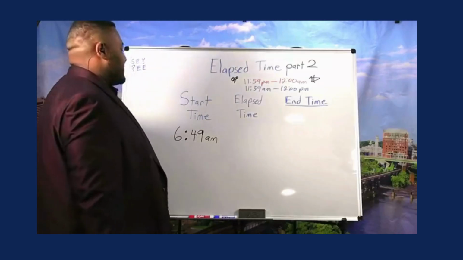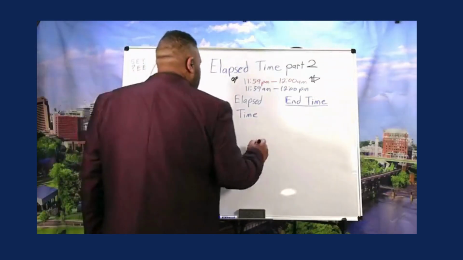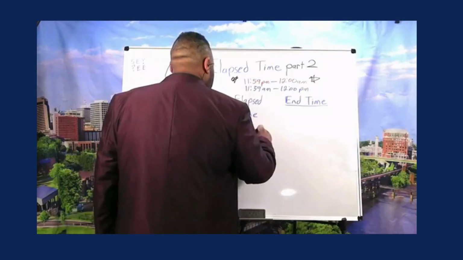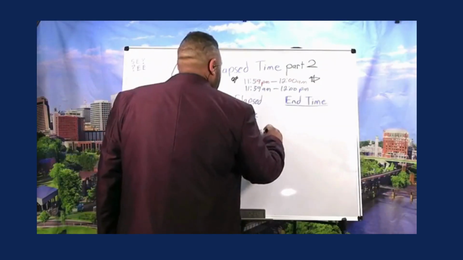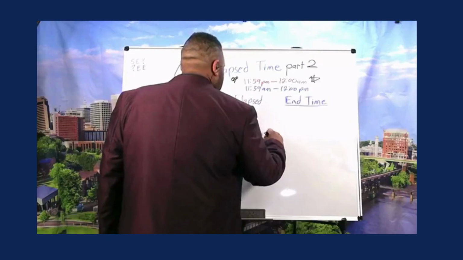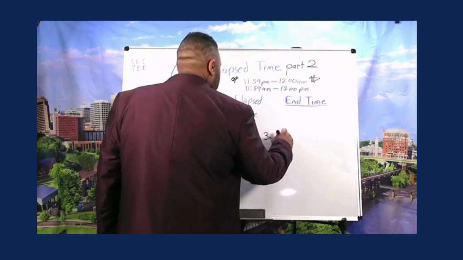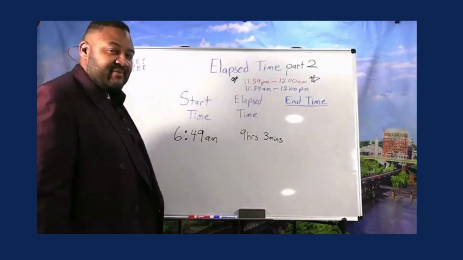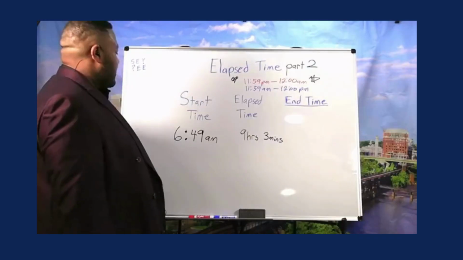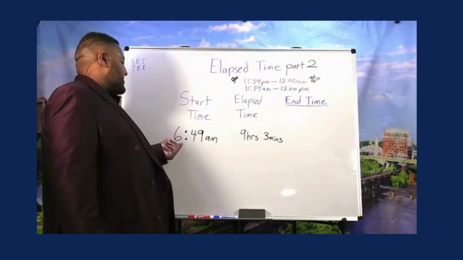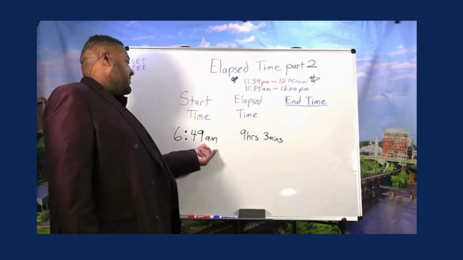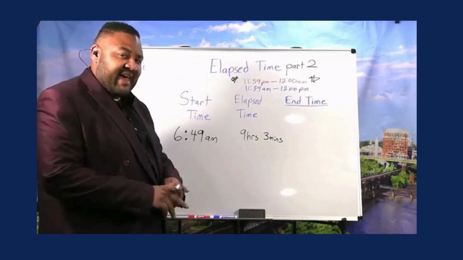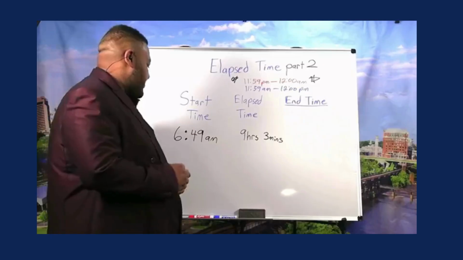All right, the elapsed time here is going to be, let's go big time right now, 9 hours and 3 minutes. And we want to find our end time. It's 6:49 a.m. and 9 hours and 3 minutes have passed by. Let's see what's going to happen here.